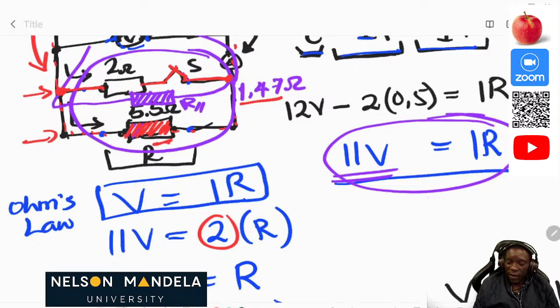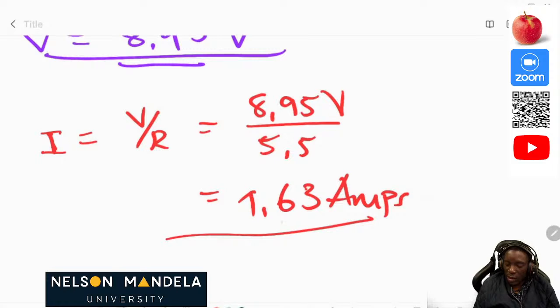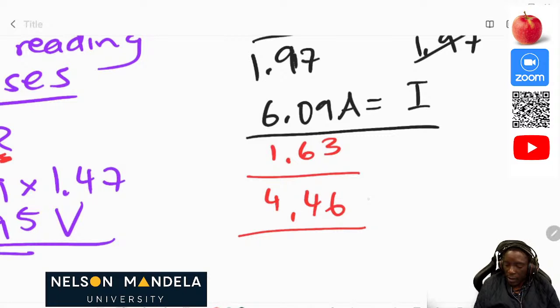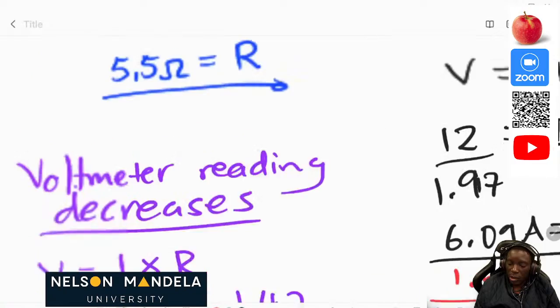So if you divide 8.95 by 2, you get something like 4.475, close to 4.48, right? Close to 4.48 is the current that will flow across the 2 ohm resistor, and that is greater current than 1.63. So if you subtract 1.63 there, you've got 4.46. There you are. This one is giving us 4.46 amps. So that's the current across the 2 ohm resistor.